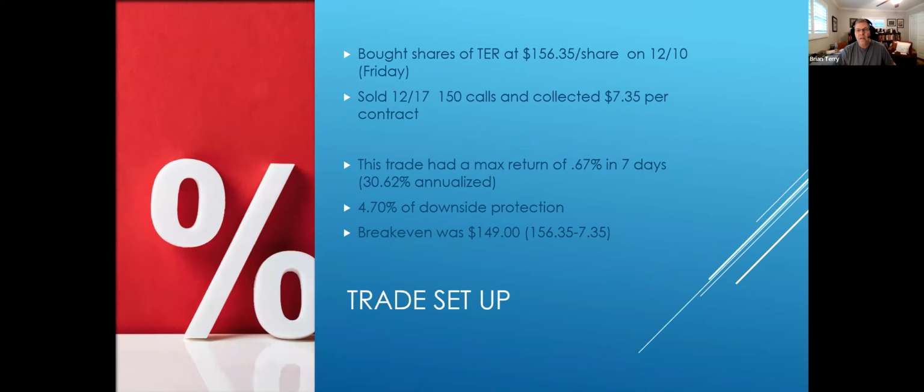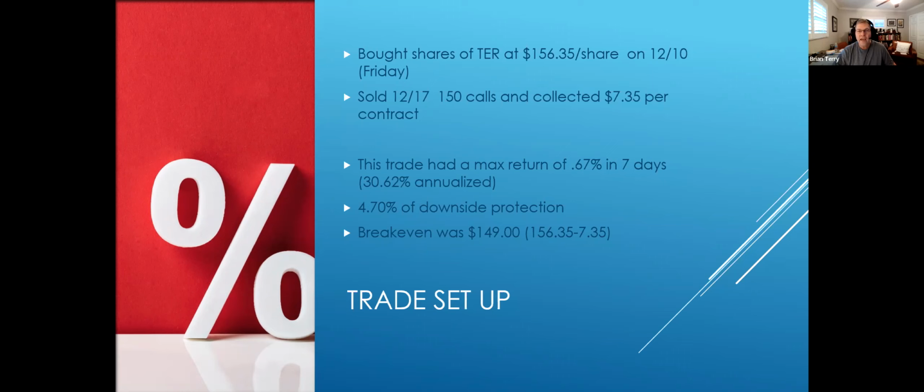At the same time I bought the shares, I sold the 12/17 150 calls and collected $7.35 per contract. So when the trade was set up, it had a maximum return of 0.67% in 7 days, which is annualized to 30.6% return.